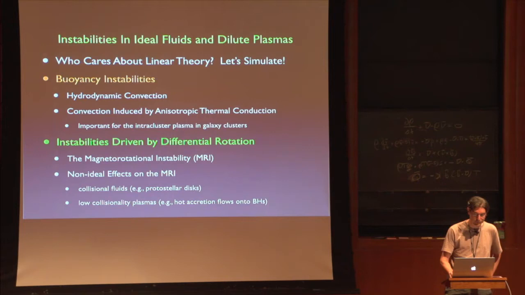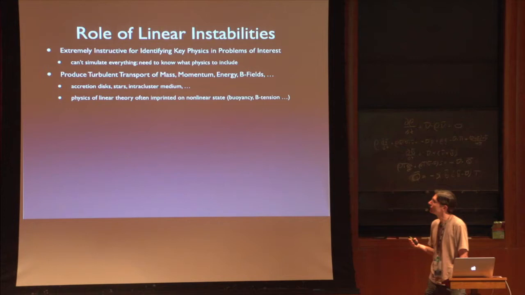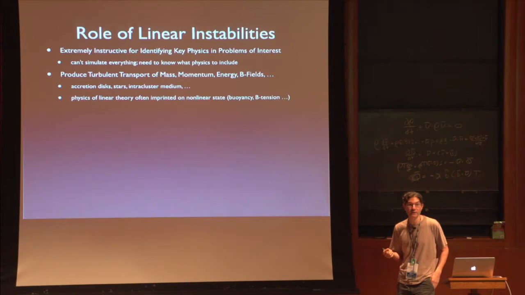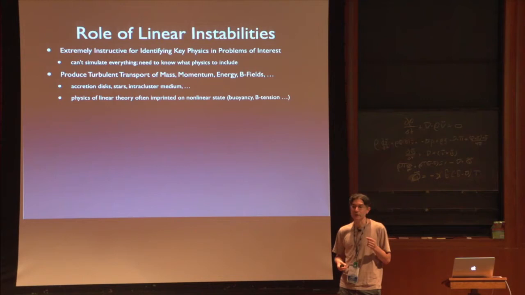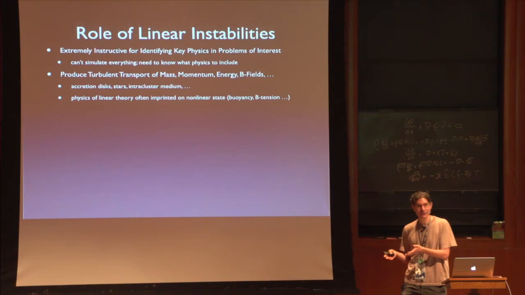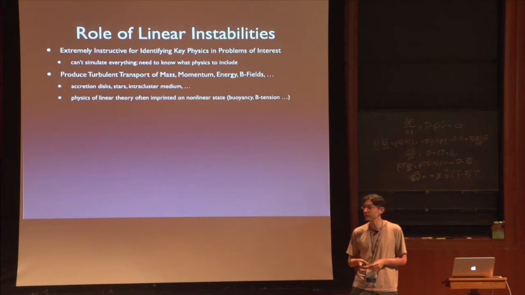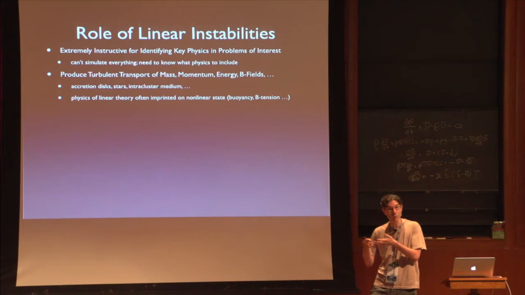So that's a little bit of broader context about why thinking about linear instabilities is important. Understanding what classes of linear instabilities a particular system you're interested in is subject to is extremely instructive for identifying what the important physics is. One way to think about this is you can never, in any astrophysical problem, include all of the physics that's really relevant in the real astrophysical system. And so understanding what physics to include is a very important part of setting up the problem you want to study. Knowing what physics is important in the context of linear instabilities is one way to approach that question.